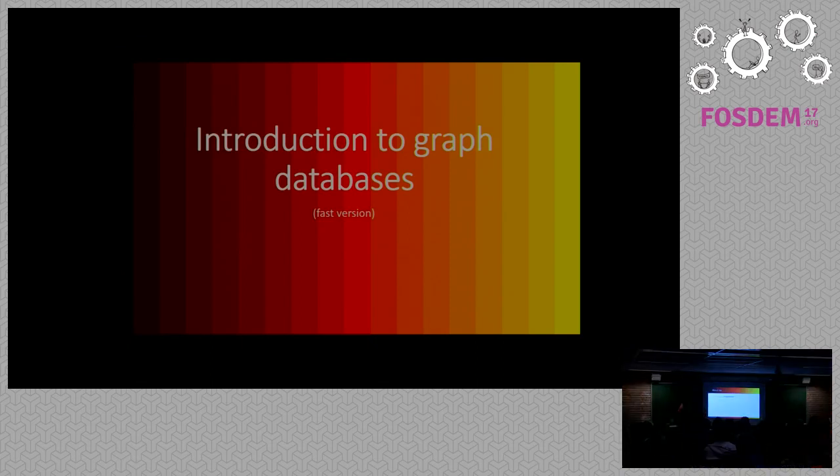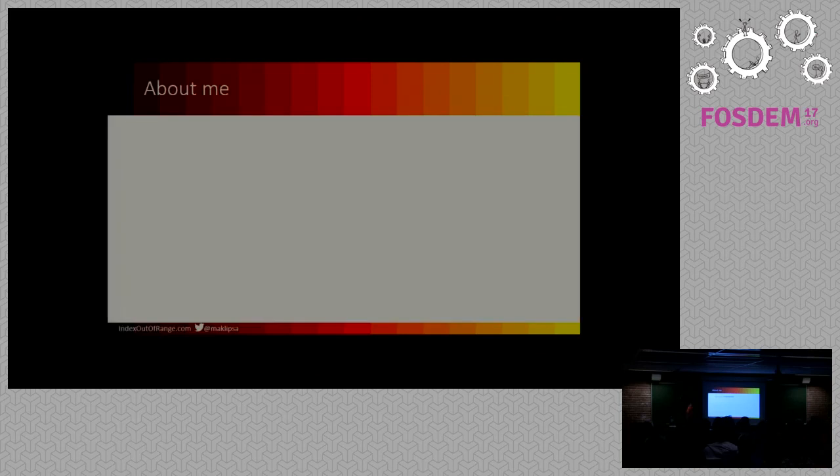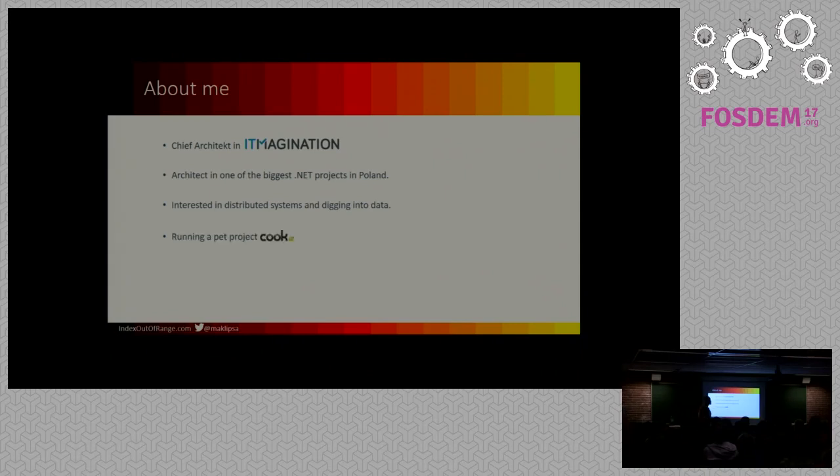Okay, some things about me. I'm the chief architect in IT Imagination. It's a big Polish IT company. I help in running one of the biggest .NET projects in Poland. After hours, I basically dig into data. So basically, yeah, Neo4j is for this, and making sense of it, and also distributed systems. And I'm also running a pet project called Cookit.pl. It's a contextual search engine for cooking recipes, and we will look at it later.